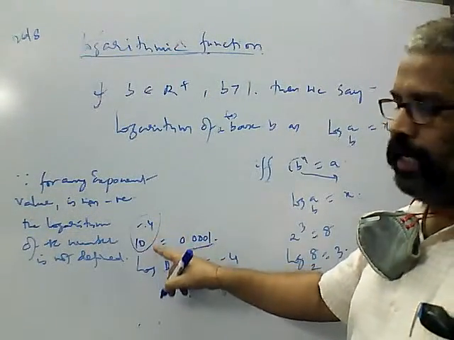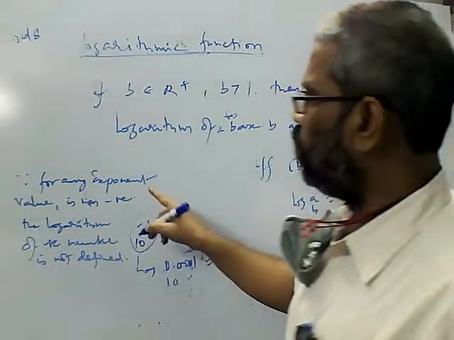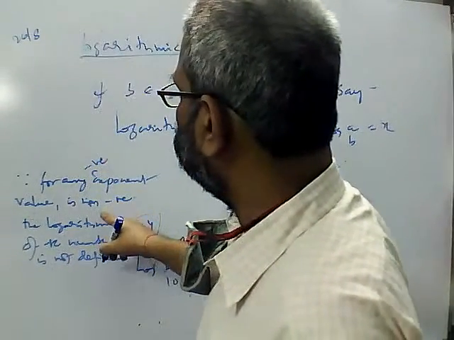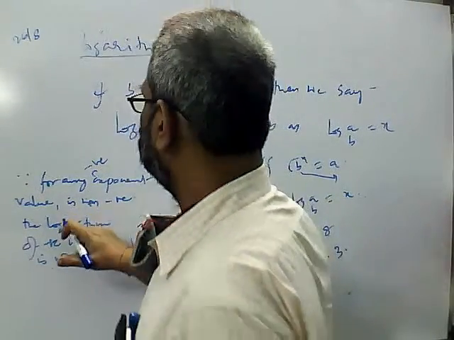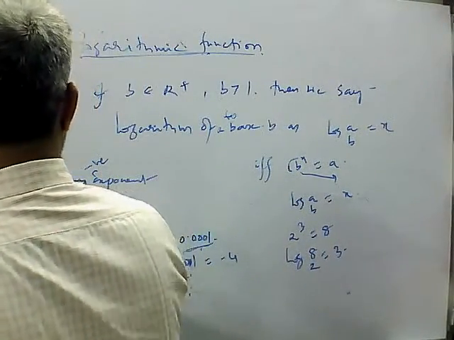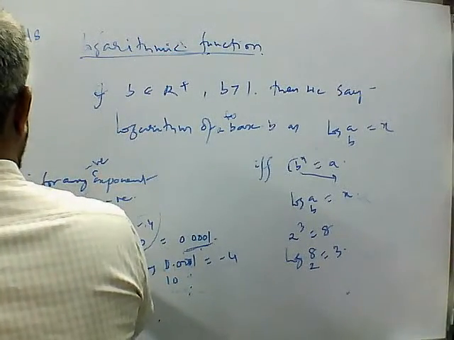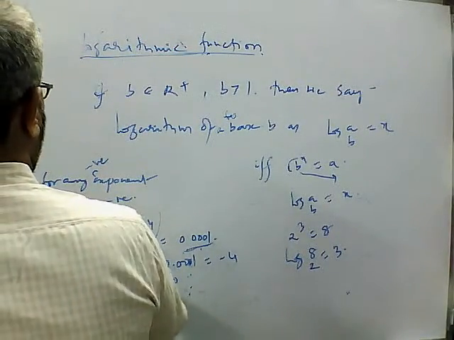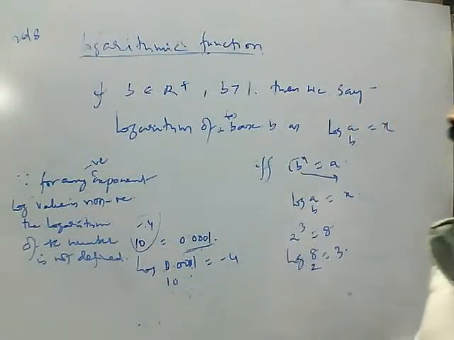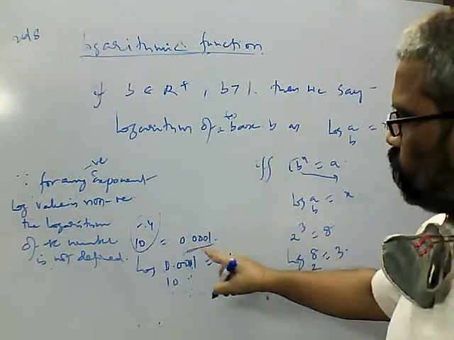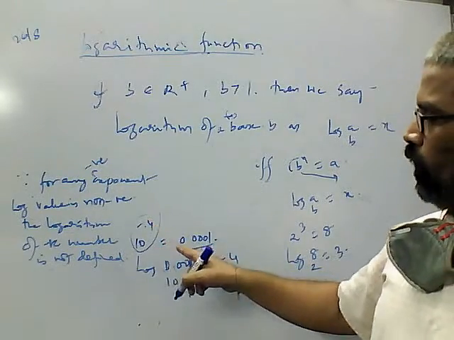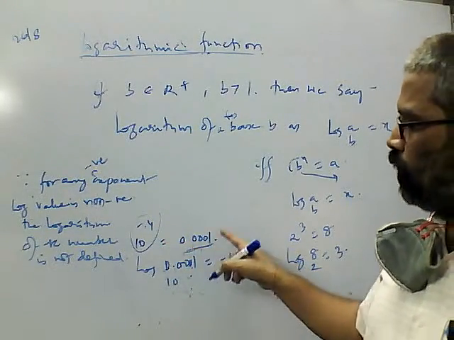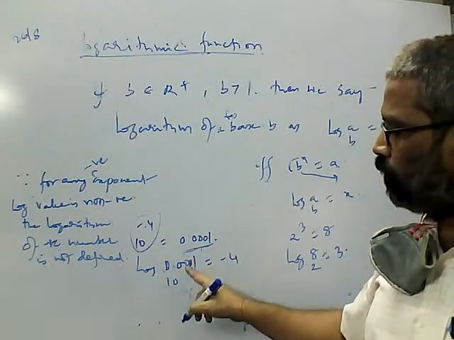You take any number, minus 100 also. What happens to this value? It becomes a decimal only, nearest to 0, but never negative, right? Because 10 power minus infinity is almost equal to 0. So you will not get this value as negative, and automatically the logarithm of a negative cannot come.